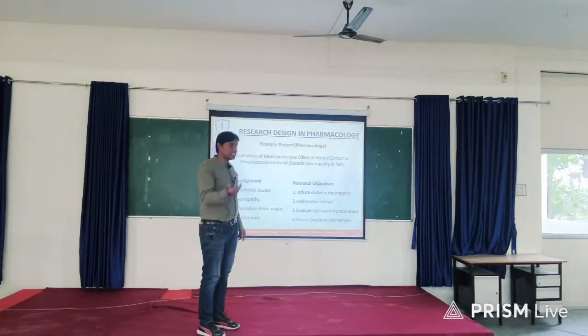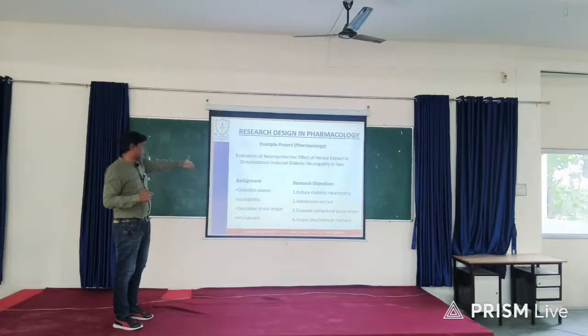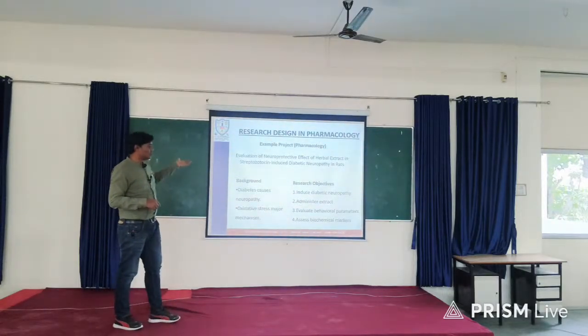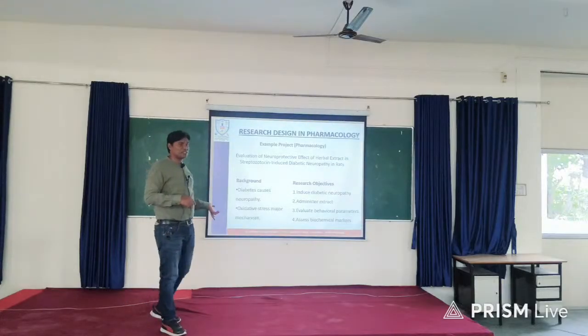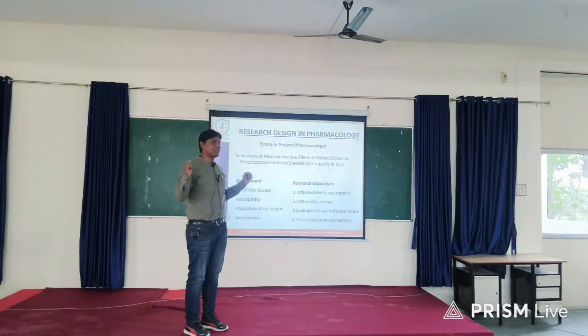And how do you induce that diabetic neuropathy? By following which method, which procedure, by adopting the method from which article, right? That you should highlight, that you should mention in your research plan. Now here the background is diabetes causes neuropathy, oxidative stress being the major mechanism. So since diabetes causes neuropathy, supplementing the patients with some herbal extract so that their nerve cells can be protected. This is the main logic involved in this particular study, right?